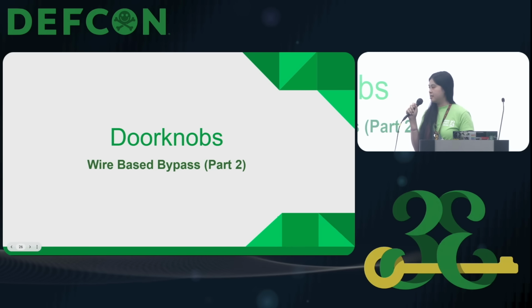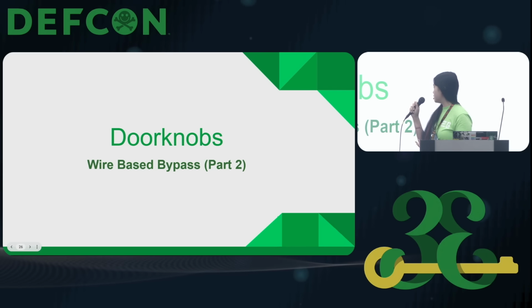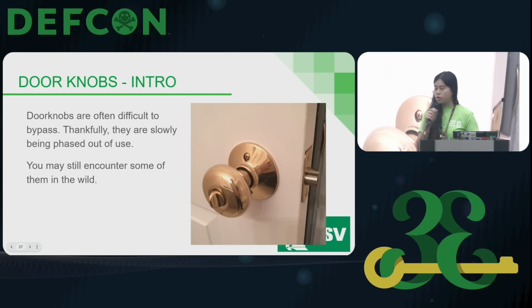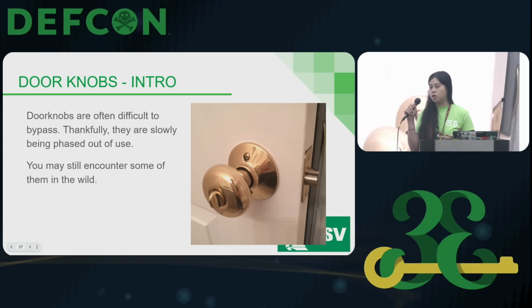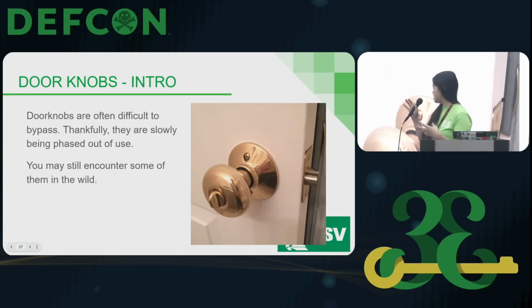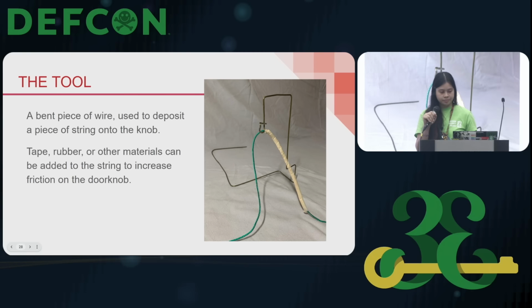The other kind of handle-based bypass that you might encounter is doorknobs. You don't see these as often as you used to, and that's because of fire code. Doorknobs can be very hard to open if you have weak grip strength or disabilities that prevent you from being able to use them as easily. Because of fire code, they're being slowly phased out, but you might still encounter some of these in the wild. So this is the tool that we use for that.